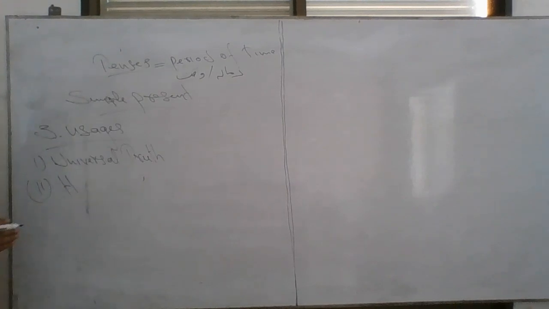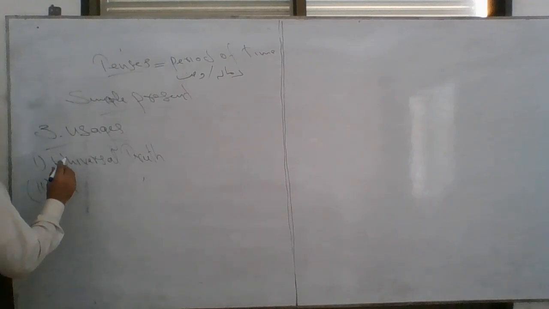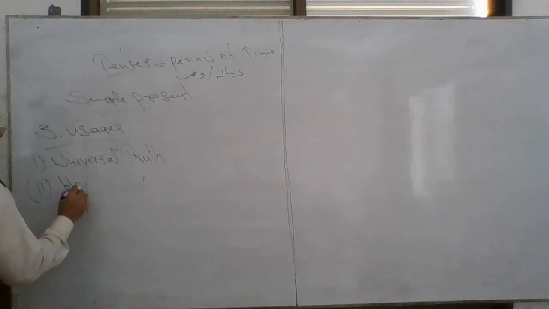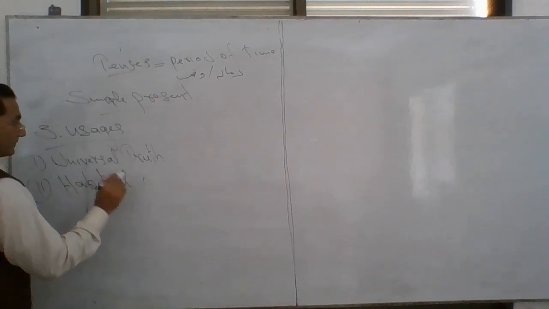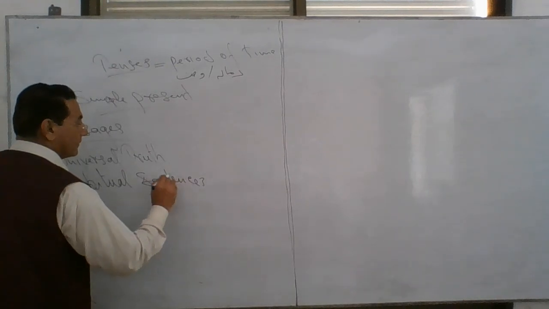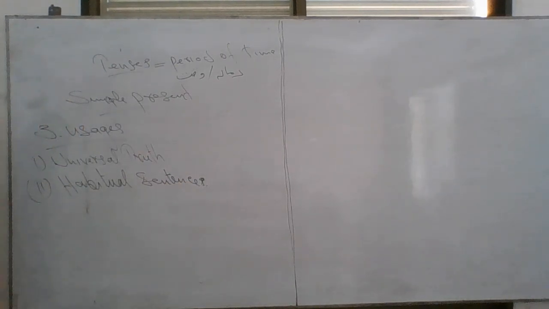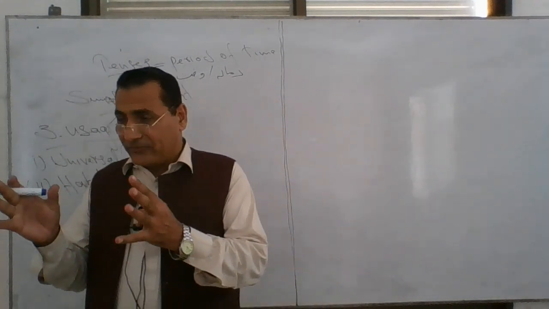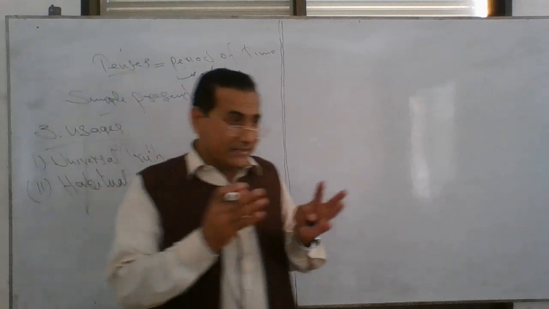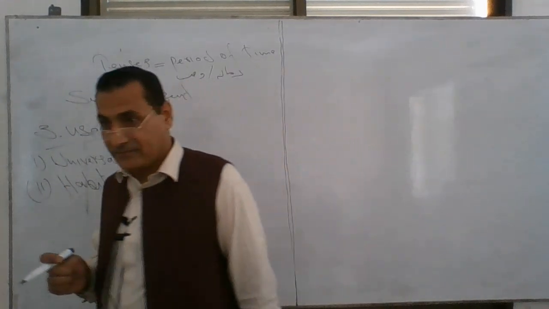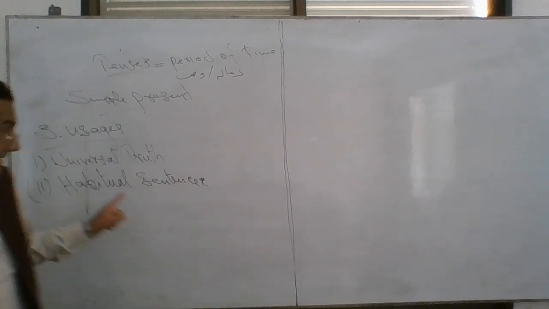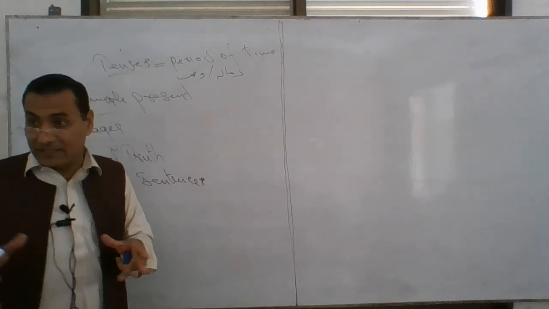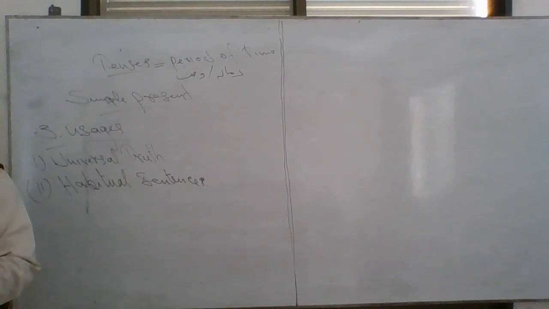Number 2, for habitual sentences. If someone is doing a work out of habit, that is his habit, we use those sentences in this tense. Habitual sentences means, for example, let me ask you a question. If I say he goes to school, and if I say he is going to school, what is the difference? He goes to school means that he goes daily. That is his habit. Out of habit, a student goes to school daily.